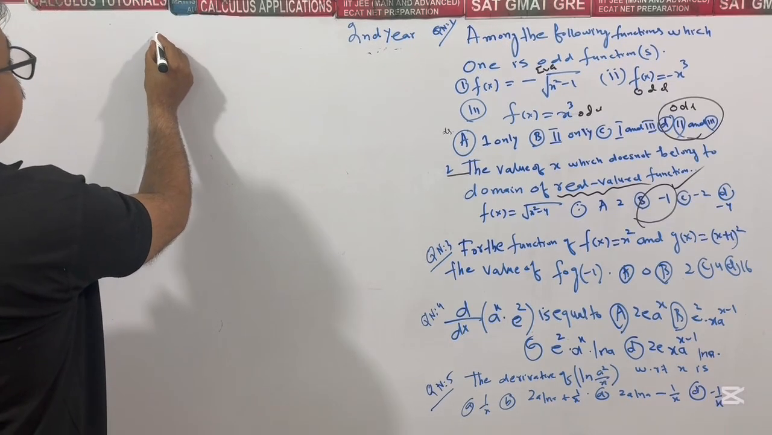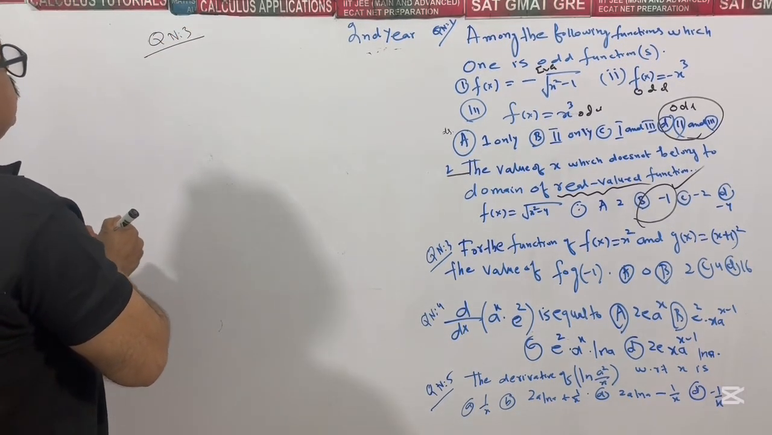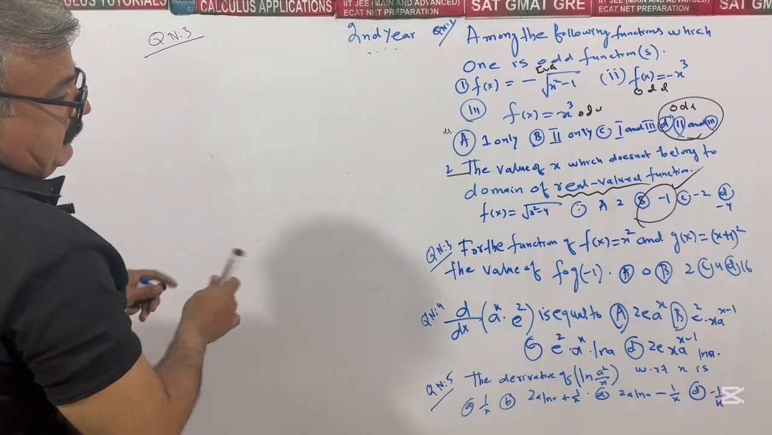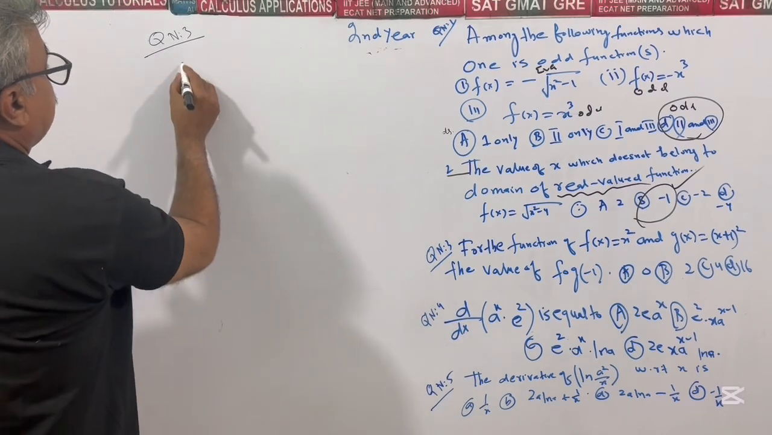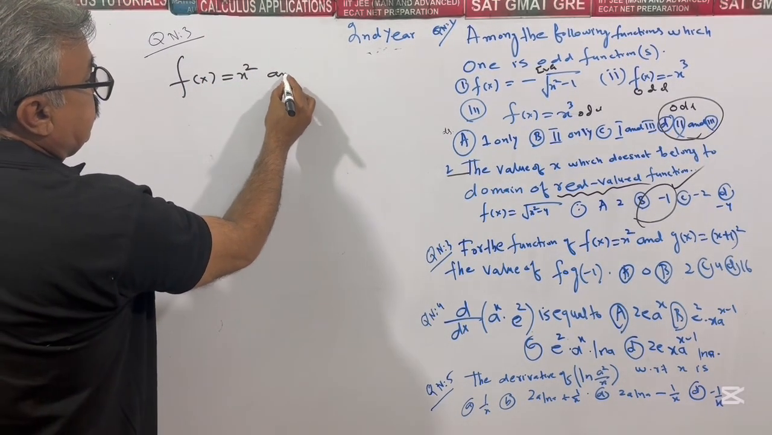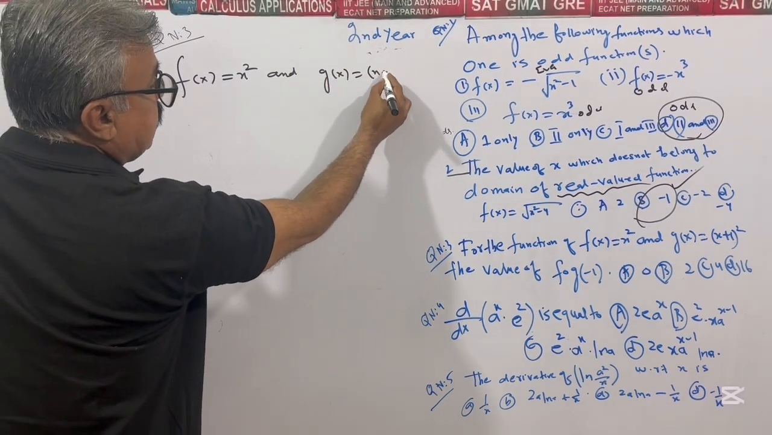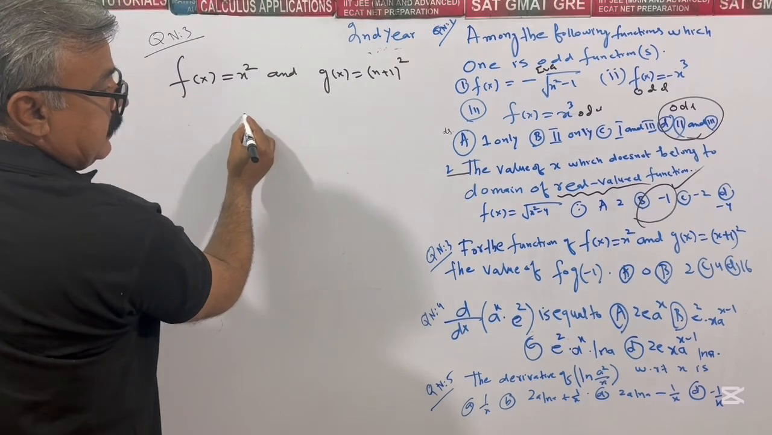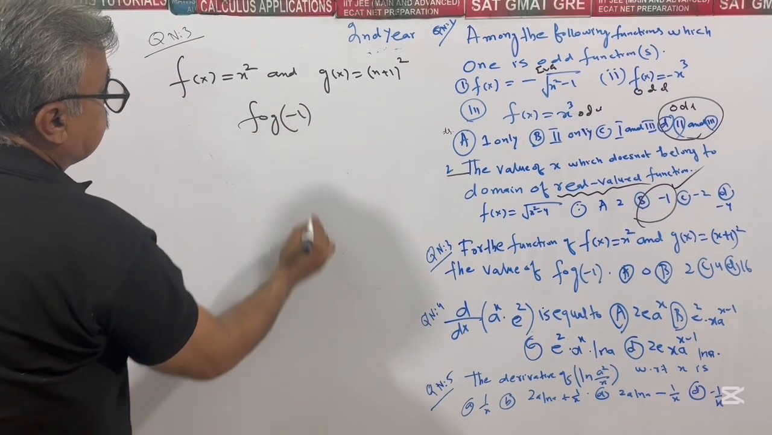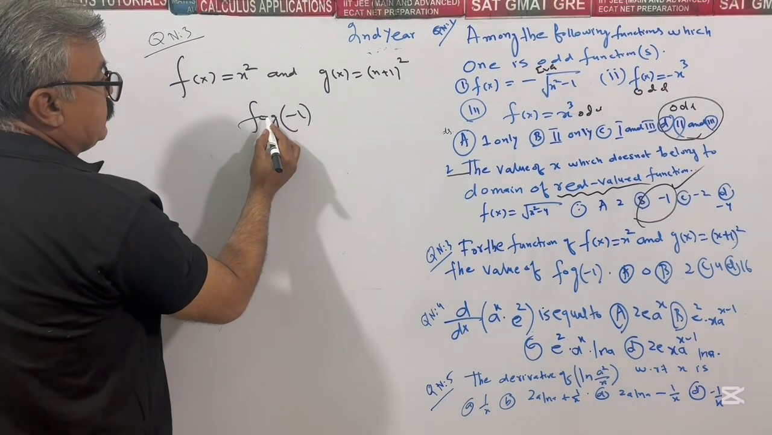Question number 3. Let me change my marker. It's not reaching. Okay. For the function f of x is equal to x square and g of x is x plus 1 whole square, we are asked to find fog when x is equal to minus 1.